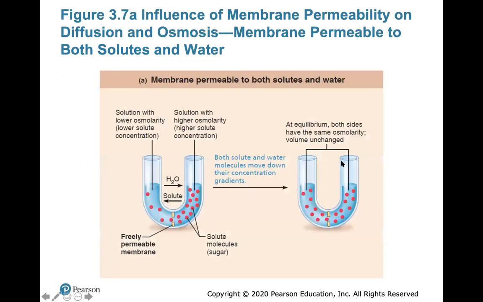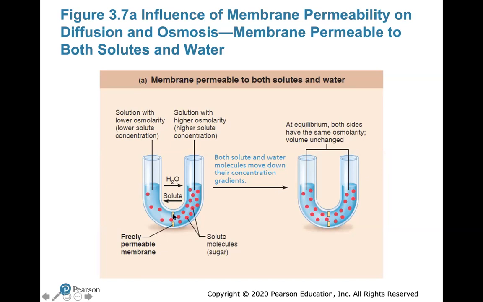So an example of this, if we have a membrane permeable to both solutes and water, that means that both water can get through and solute particles can get through. For example, sugar. What will happen is solutes and water will pass through this freely permeable membrane until equilibrium is achieved, meaning both sides have the same osmolarity or concentration. The volume will be unchanged because both water and solutes can travel freely through this membrane. So both solute and water molecules will move down their concentration gradient.